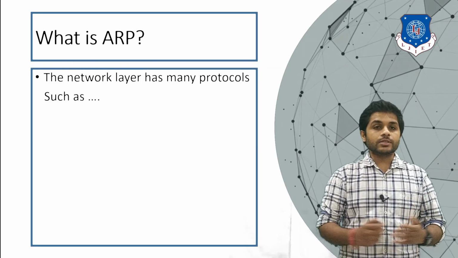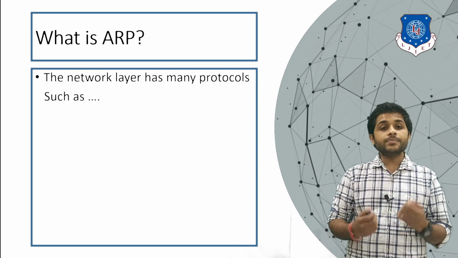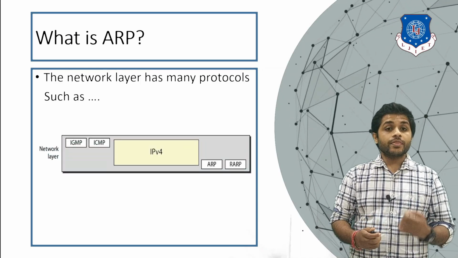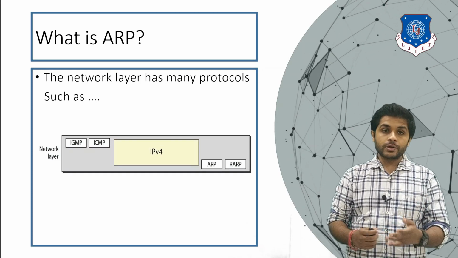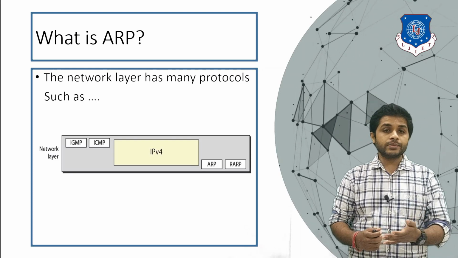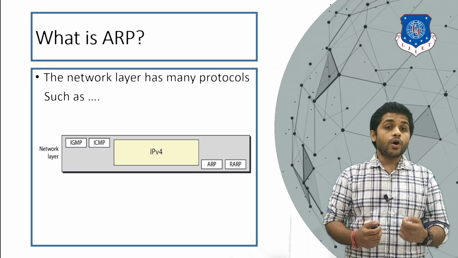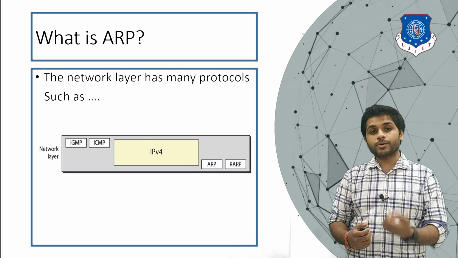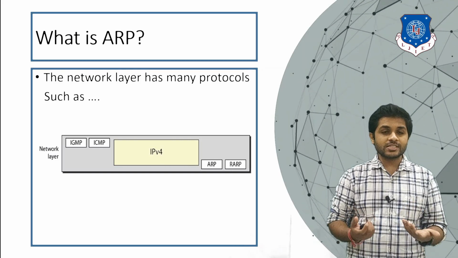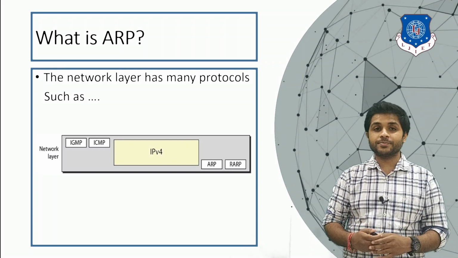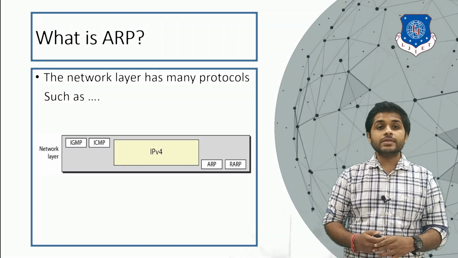So the first question is, what is ARP? The network has many protocols such as the Internet Group Management Protocol, Internet Control Message Protocol, then IPv4 or IPv6, and ARP and RARP. The full form of ARP is the Address Resolution Protocol. But still we don't know what ARP is and why it is needed. So let's try to understand the Address Resolution Protocol with an example.